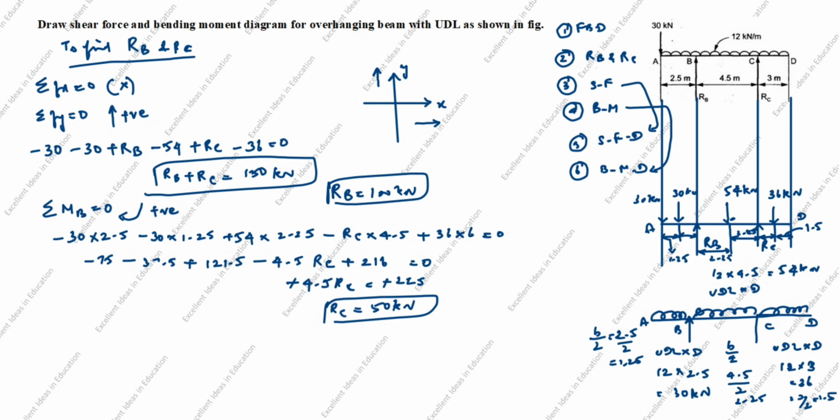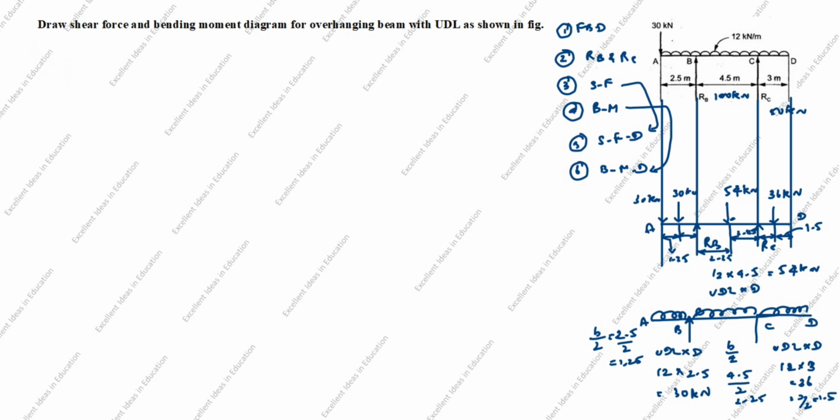So RB is 100 kilonewton, RC is 50 kilonewton. FBD finished, RB and RC finished. Next, we will calculate shear force. Shear force calculation.